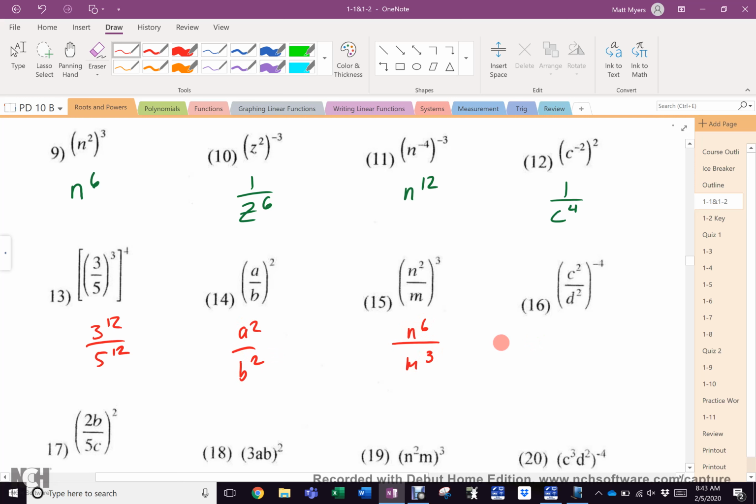And 16, the hardest one on the whole page. I got D to the power of 8 over C to the power of 8. Absolutely correct.